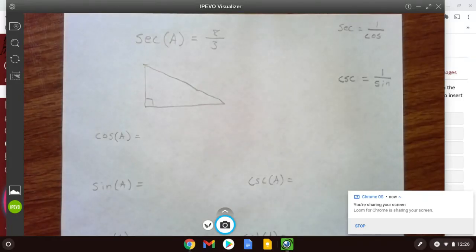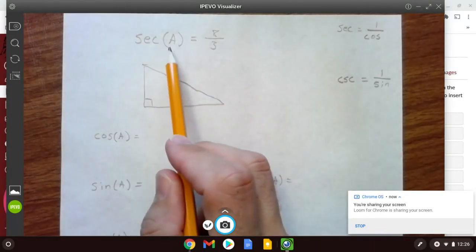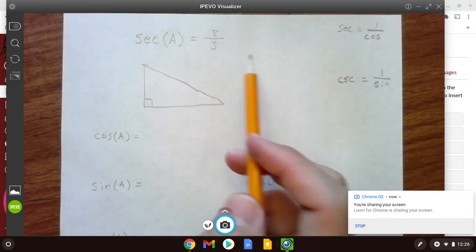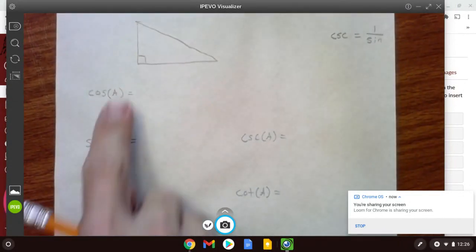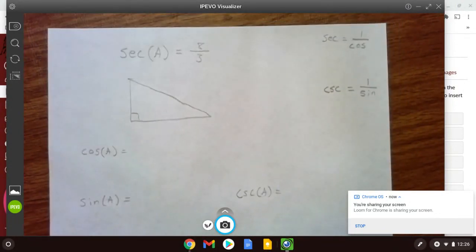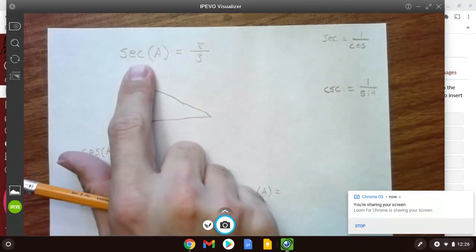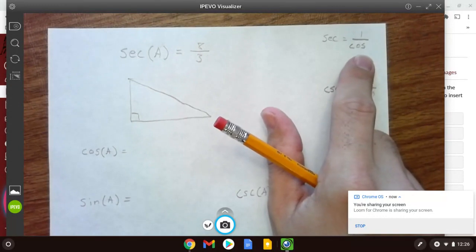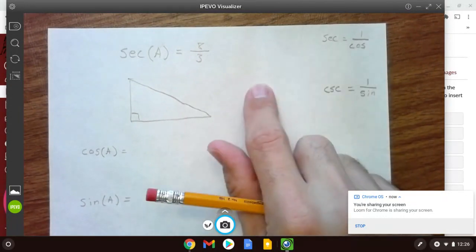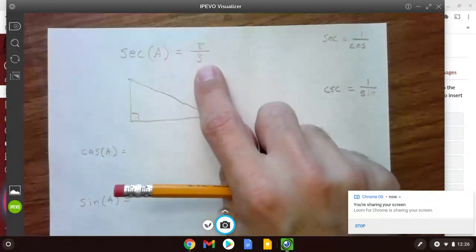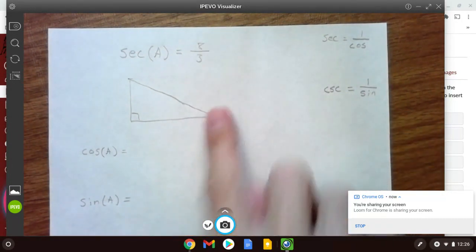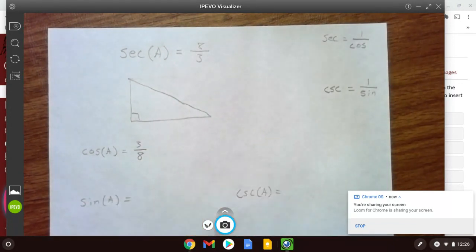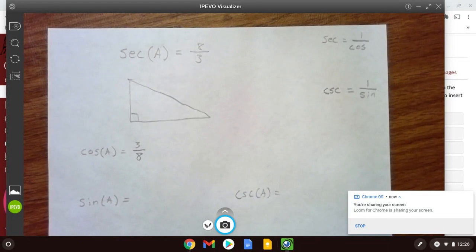All right, so in this video, they're telling us that secant of angle A is equal to 8 over 3, and we're asked to find the other 5 trig functions here. First off, because secant is the reciprocal of cosine, that means the reciprocal of cosine is secant. So when you flip this 8 over 3, that's going to give you your cosine. So cosine of angle A is going to be 3 over 8.